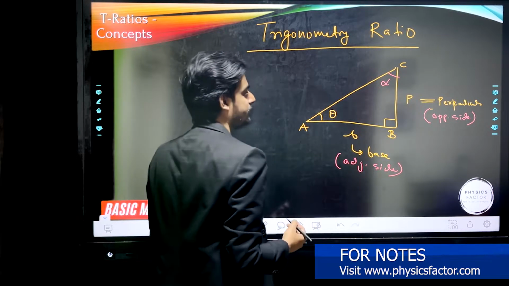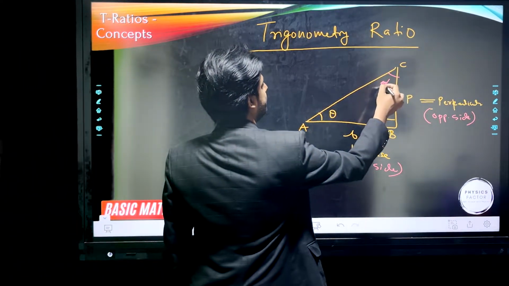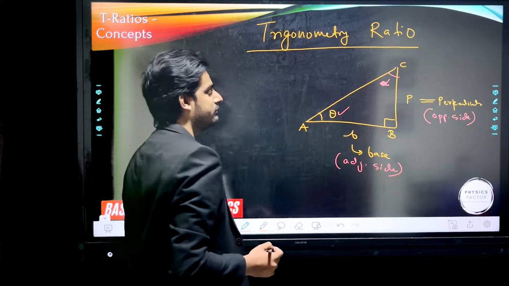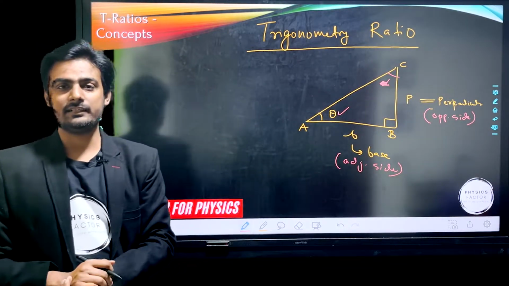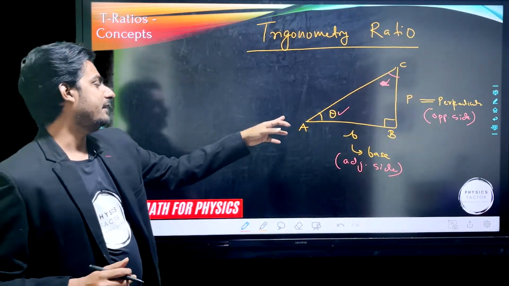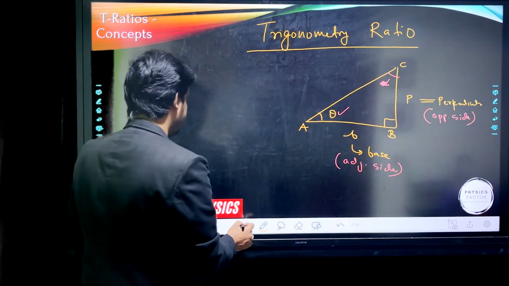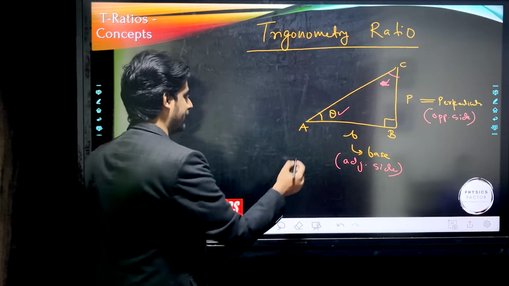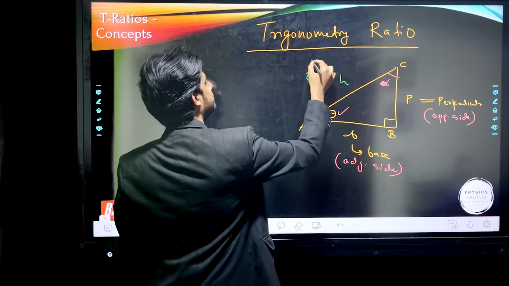First this terminology should be clear. Right now I am not talking about this alpha, I am just talking about this theta. So with respect to theta, we have the opposite side and the adjacent side. The opposite side we call perpendicular, and the adjacent side we call base, and this you already know, this we call hypotenuse, we represent it with H.